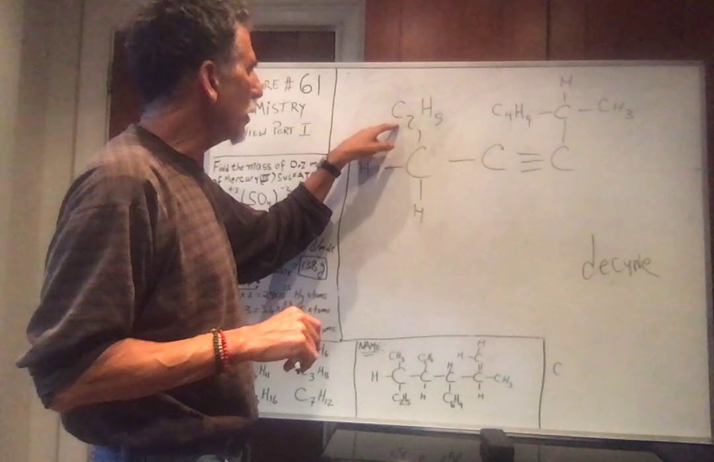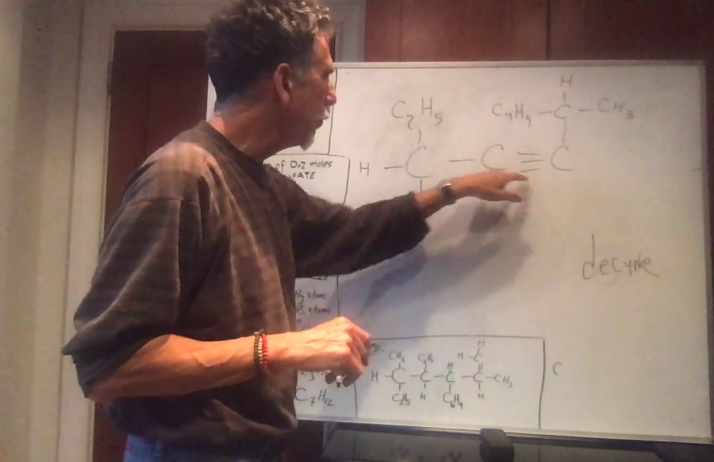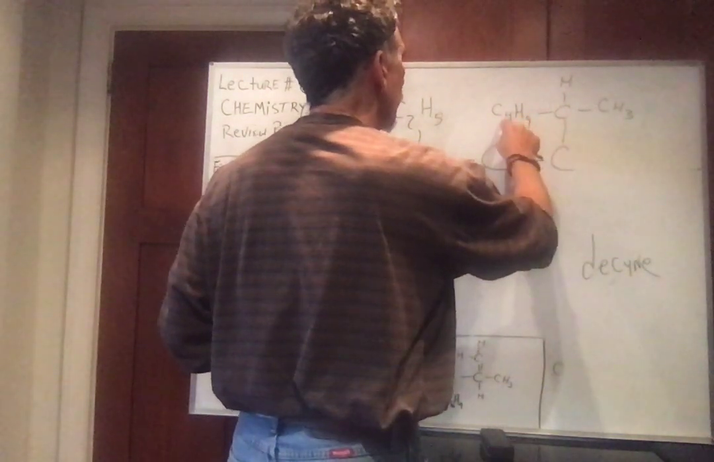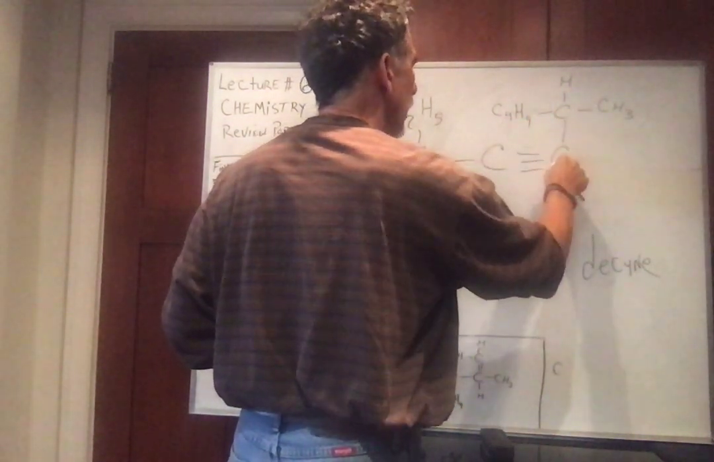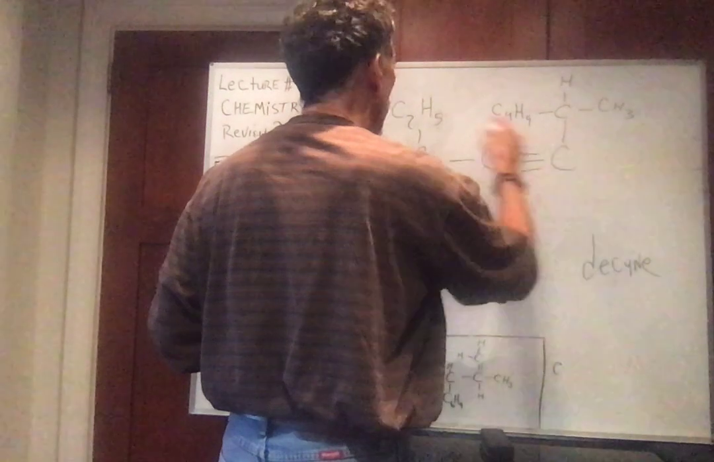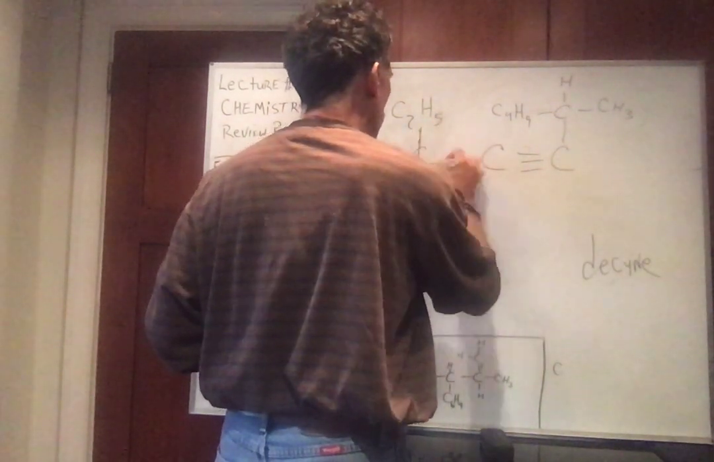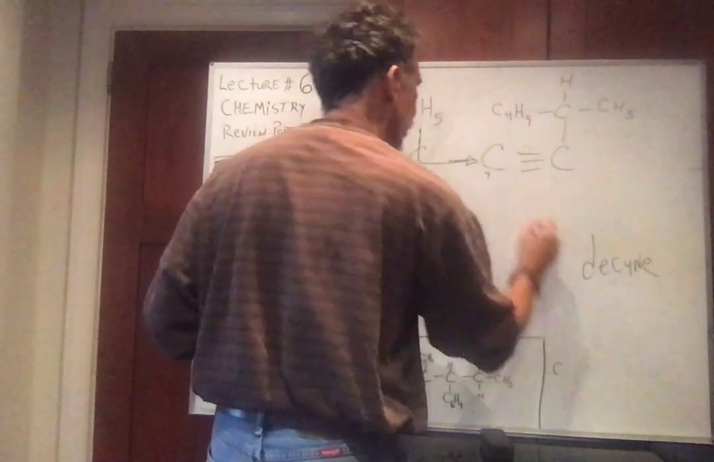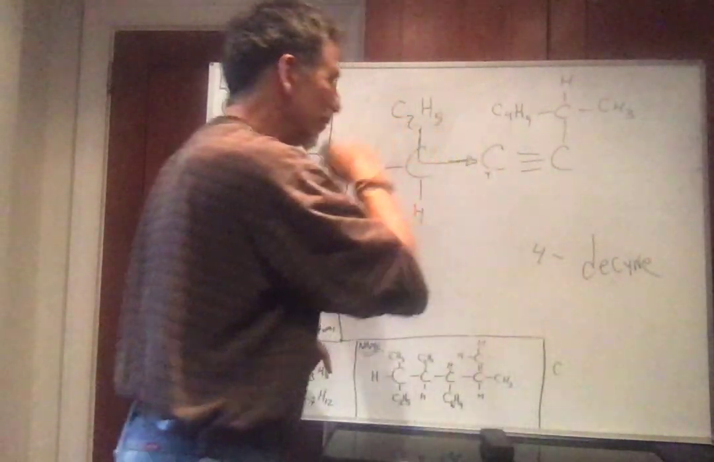If I count from here, that's 2, 3. It would be on carbon 4 if I count it that way, the triple bond. If I count here, 4, 5, 6, it would be on carbon 6. So I need to count this way. Okay, 2, 3. So this would be carbon 4. So it's a 4 decene.